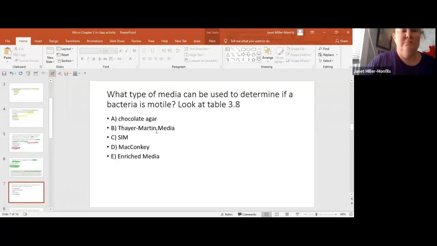Right. I think it's crazy that they really have agar named chocolate agar that has chocolate in it, blood agar that has sheep's blood in it. Crazy.